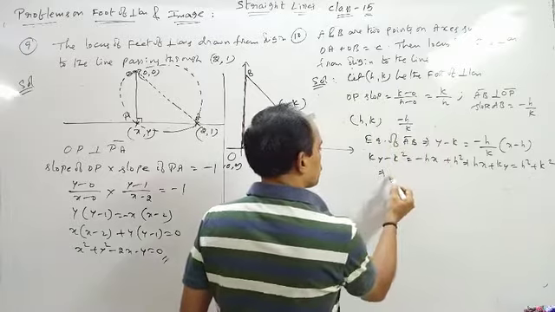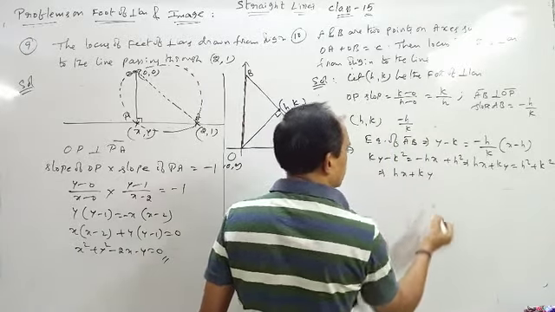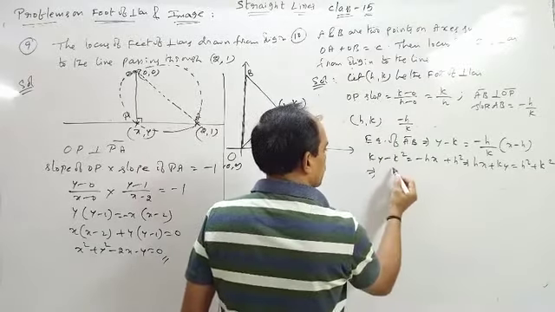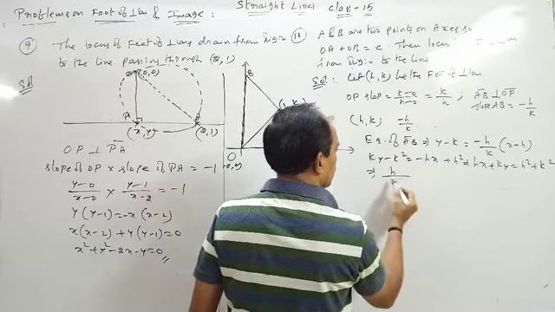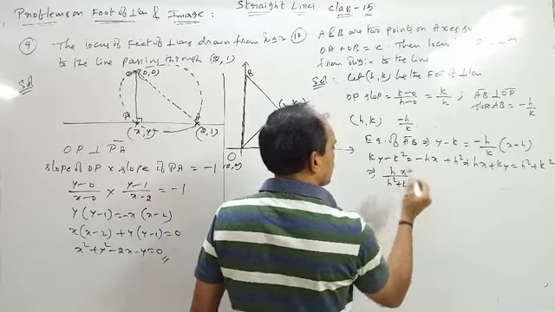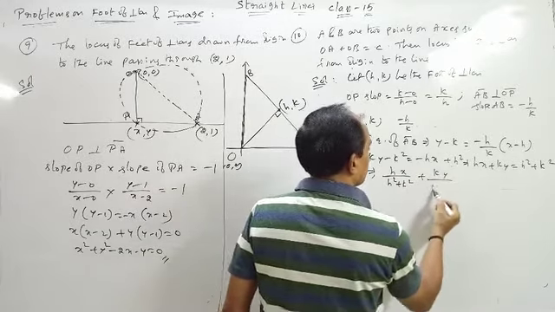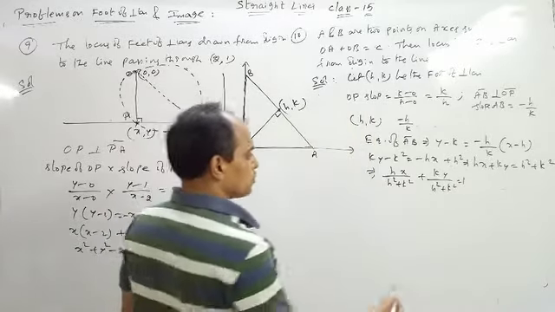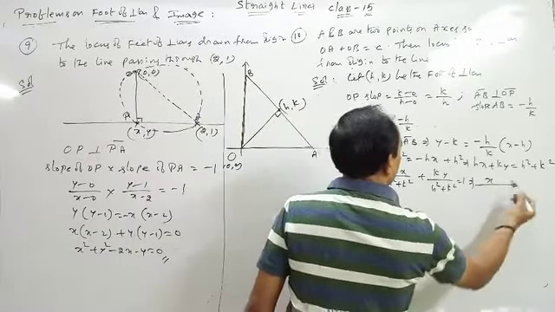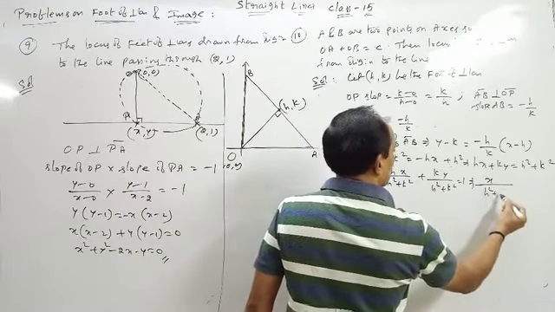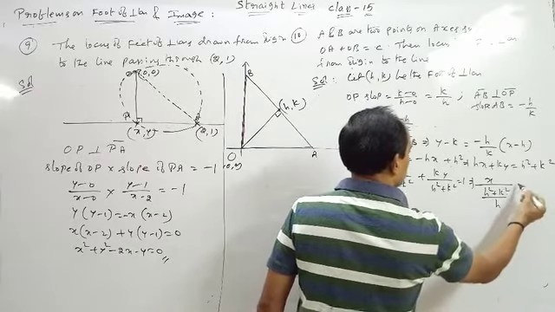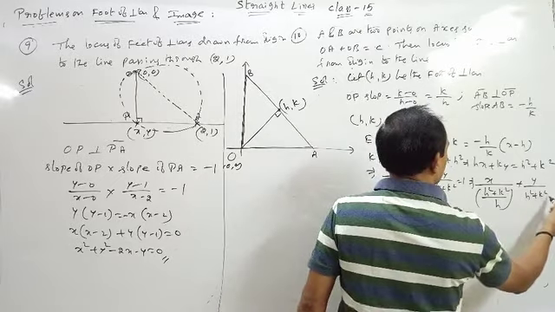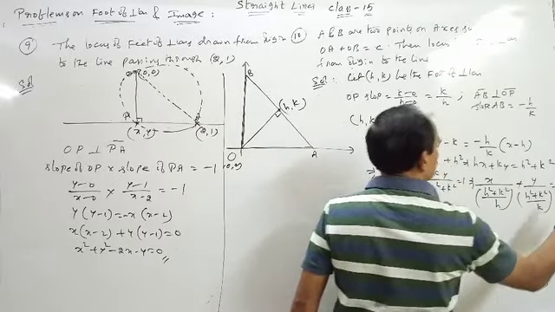Now I am writing this equation as hx by h square plus k square plus ky by h square plus k square is equal to 1. Okay? Now this can be written as x by (h square plus k square by h) plus y by (h square plus k square by k) is equal to 1.